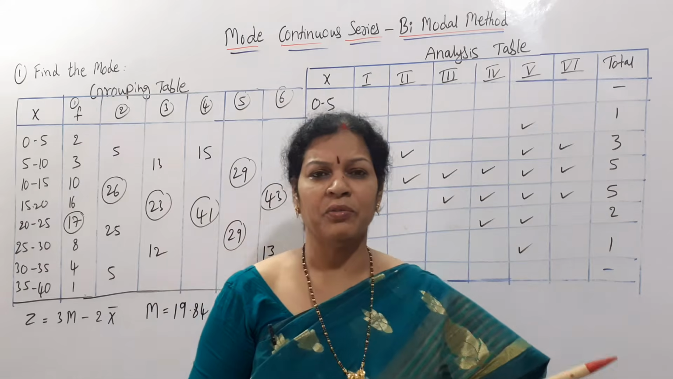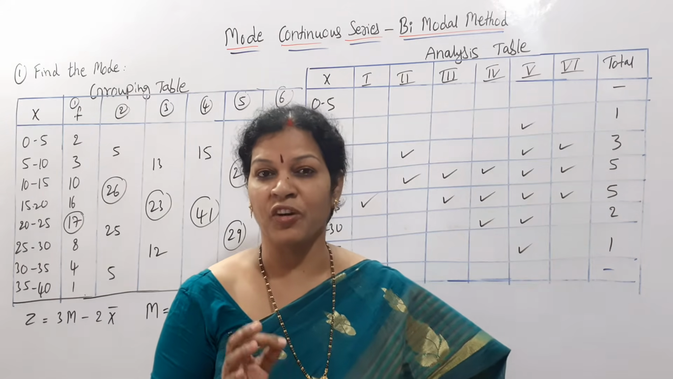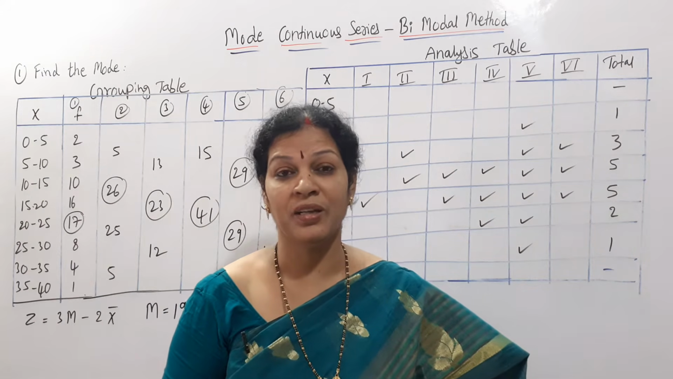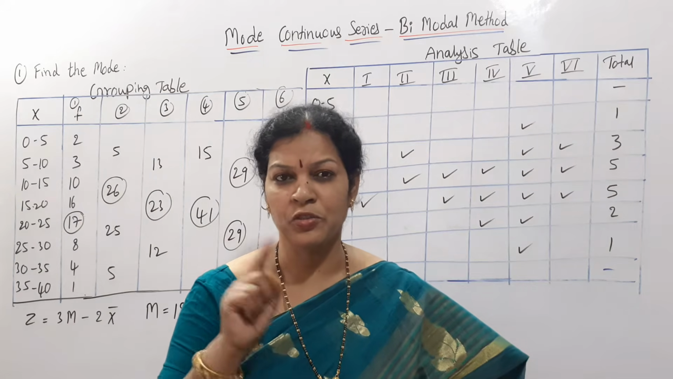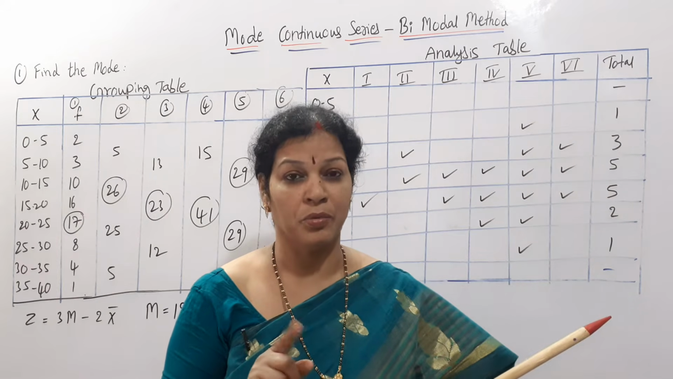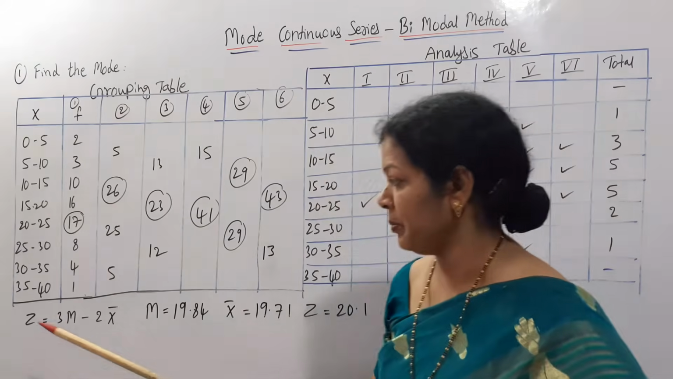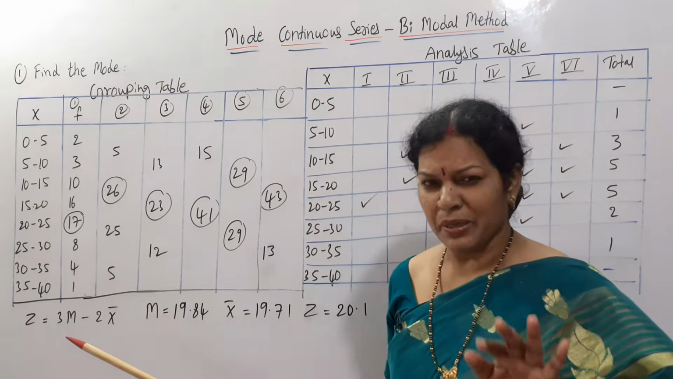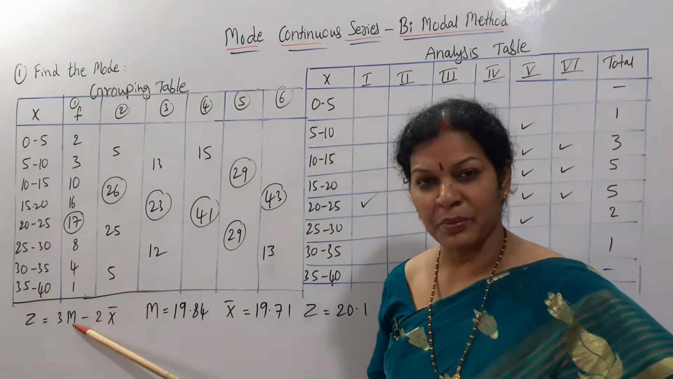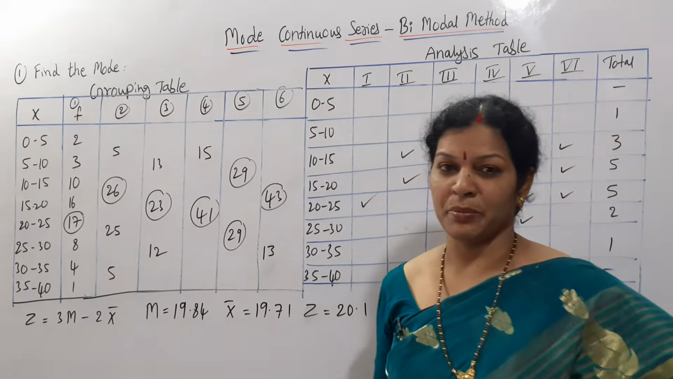In any case, whenever you find a bimodal method, there is a formula you have to use. What is that formula? Mode is equal to 3 median minus 2 mean. Always remember, mode is equal to 3 median minus 2 mean. 3 median minus 2 mean means what we have to do? First we have to calculate the median and the arithmetic mean.